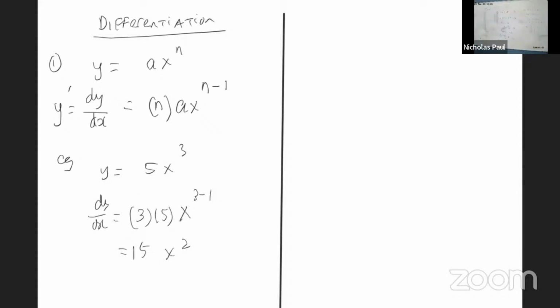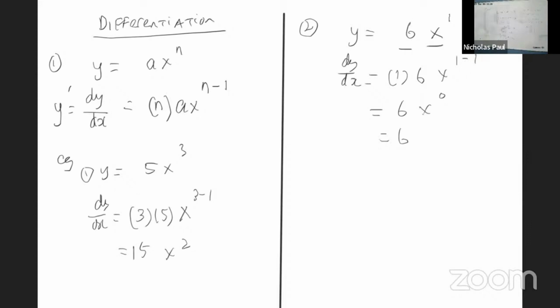If on the other hand, I gave you something like this, y is equal to 6x. Remember, 6x means 6x to the power of 1. So the differential of that, you bring down the 1, write back the 6 and minus 1 from the power. So you'll get 6x to the power of 0, which is the same as 6. So in short, the differential of 6x is simply 6.